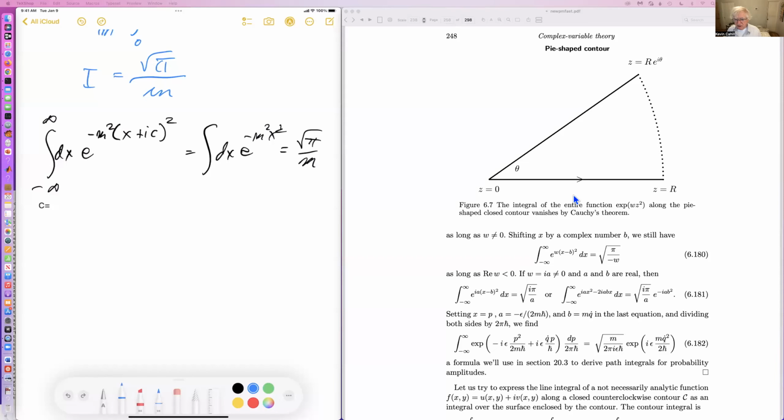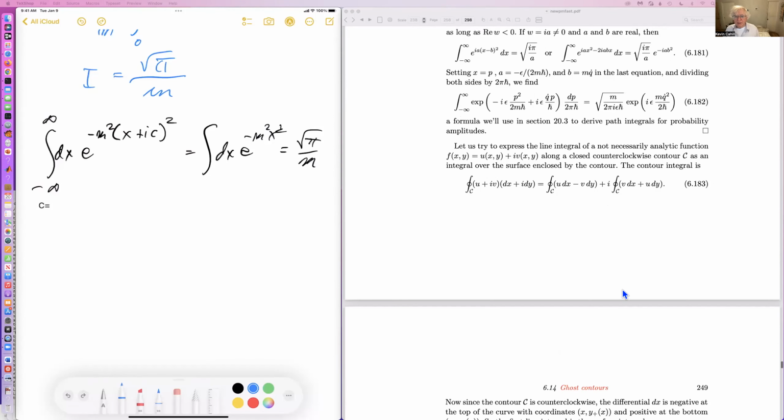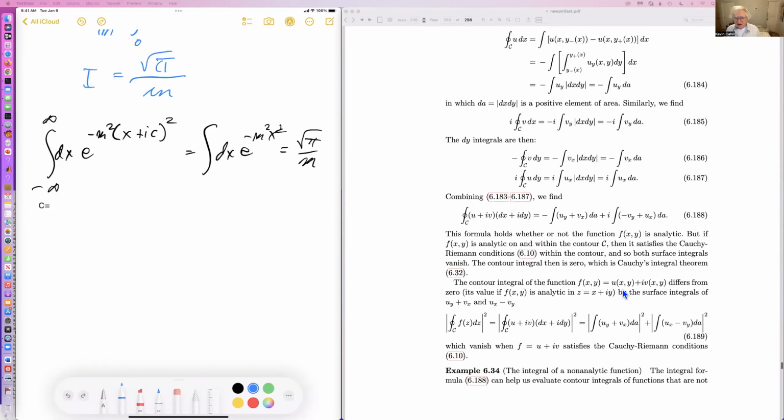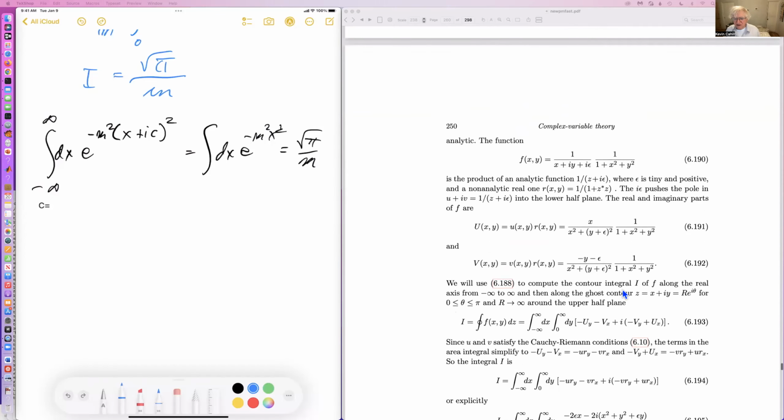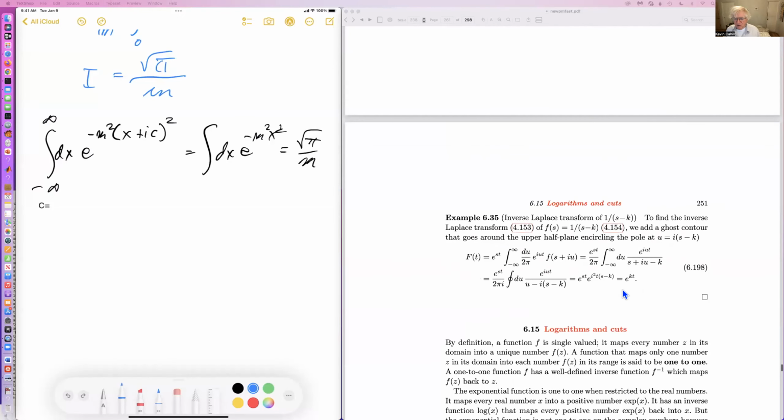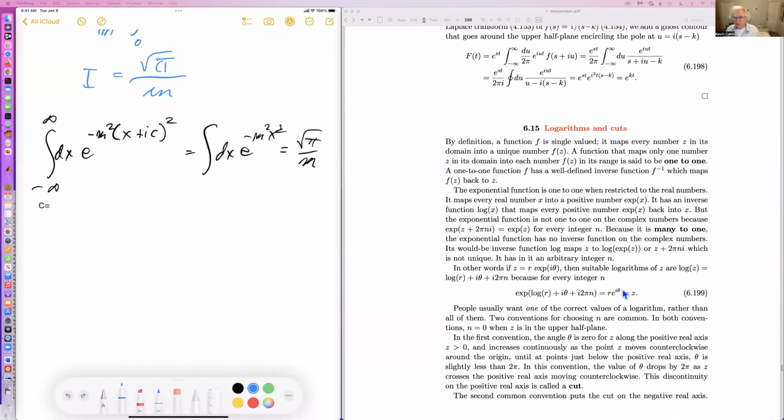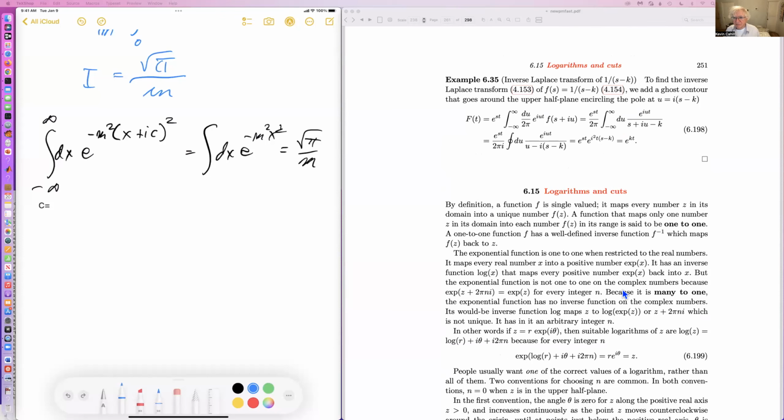The answer then is an integral, e to the i a x squared minus 2i a b x, is the square root e to the minus i a b squared. Okay, and I'm going to skip this section also. And now I'm going to do this example.